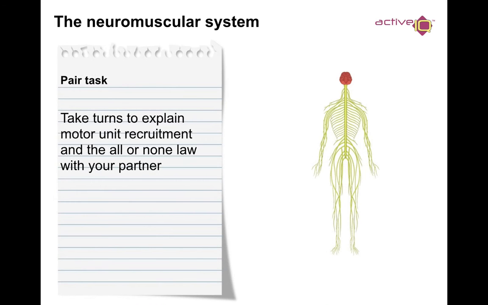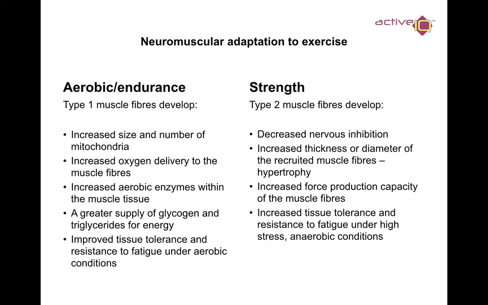Let's move on from there. Neuromuscular adaptations to exercise. From the aerobic endurance side of things, the type 1 muscle fibers will develop an increased size and number of mitochondria, increased oxygen delivery to the muscle fibers, increased aerobic enzymes within the muscle tissue, a greater supply of glycogen and triglycerides for energy, and improved tissue tolerance to resistance to fatigue under aerobic conditions.